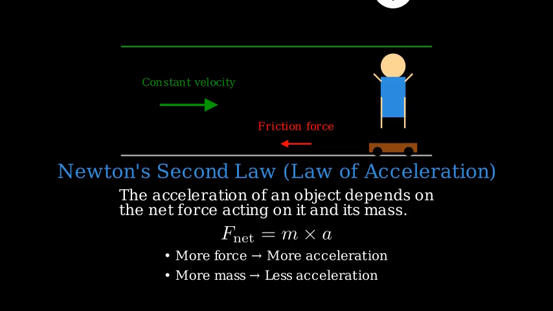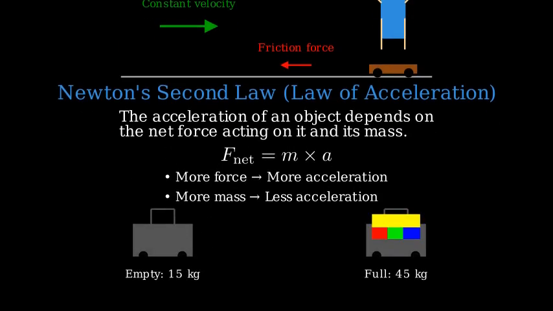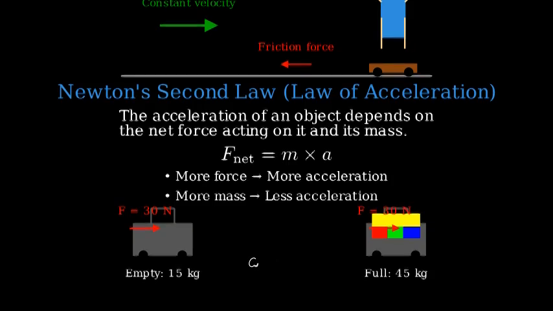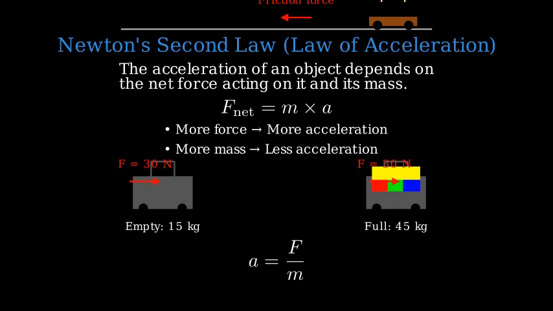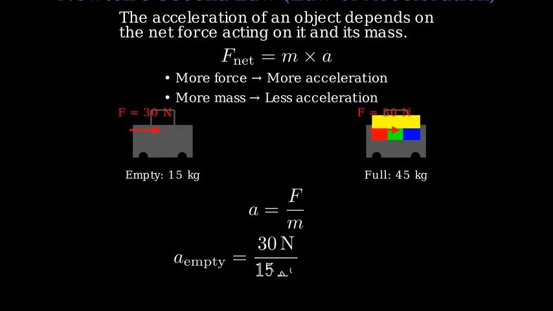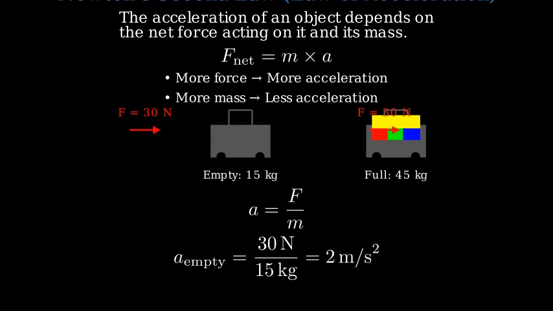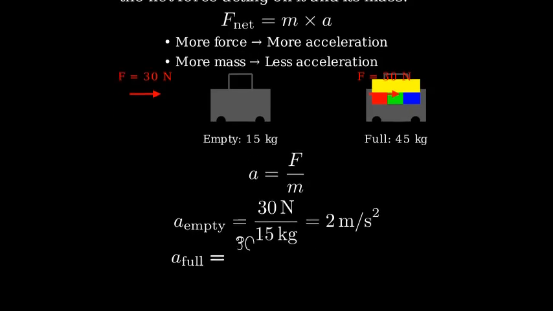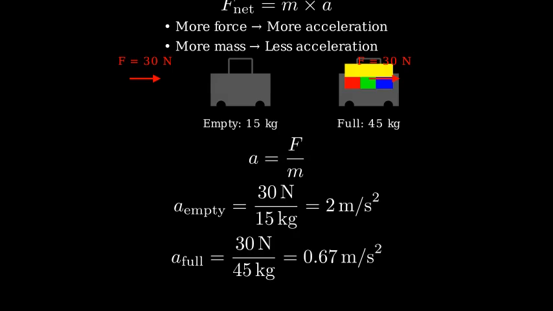Let's see Newton's second law in action with a shopping cart example. Here we have two shopping carts, an empty one with a mass of 15 kilograms and a full one with a mass of 45 kilograms. If we apply the same force of 30 newtons to both carts, we can calculate their accelerations using the formula a equals F over m. For the empty cart, the acceleration is 30 newtons divided by 15 kilograms, which equals 2 meters per second squared. For the full cart, the acceleration is 30 newtons divided by 45 kilograms, which equals 0.67 meters per second squared.